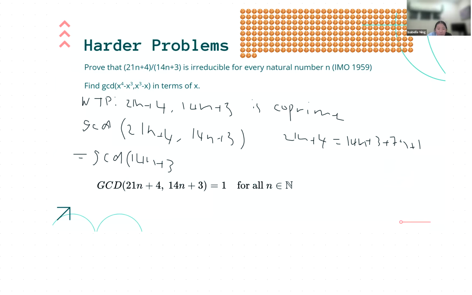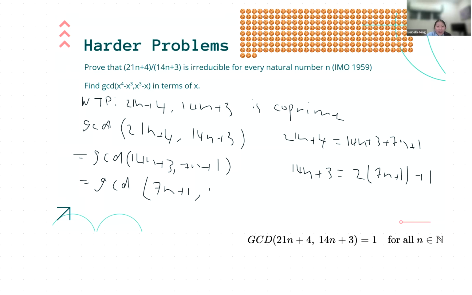And then you can do the same with 14n plus 3. That just equals 2 times 7n plus 1 plus 1, which you get as GCD of 7n plus 1 and 1, which equals 1. So you prove that they're co-prime. And then you're done. Whoa. We just solved an IMO problem, guys. Good job.